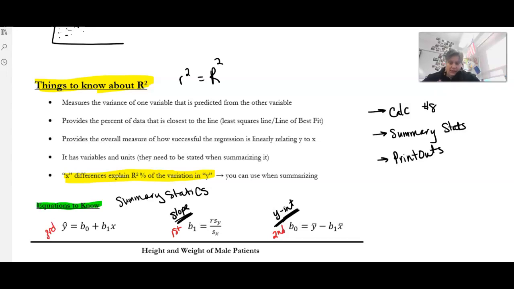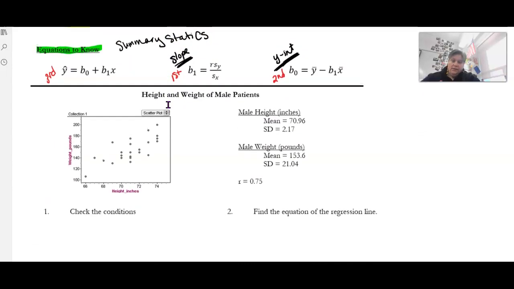Okay? So let's actually do some of these so you can see. So the first thing we need to do is check our conditions to make sure it's okay that we can write an equation, a regression line. The first condition is that they're quantitative. So height and weight are quantitative. The next one is it's straight enough. Yep. The scatter is straight enough.